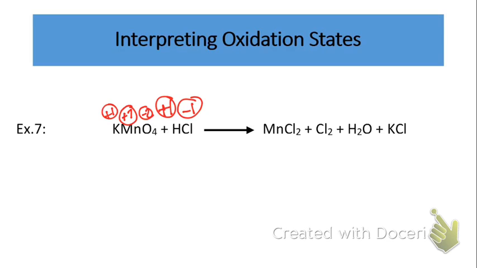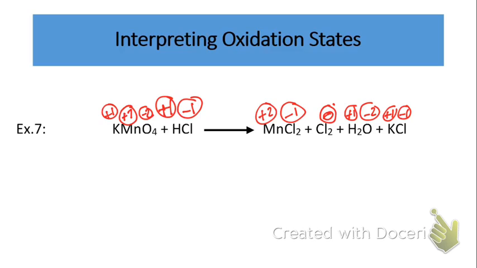Okay, chlorine is going to be a -1. That makes that manganese a +2. This is an element, so it's 0. -2, +1, -1, and a +1. Okay? So there, we've assigned oxidation numbers.